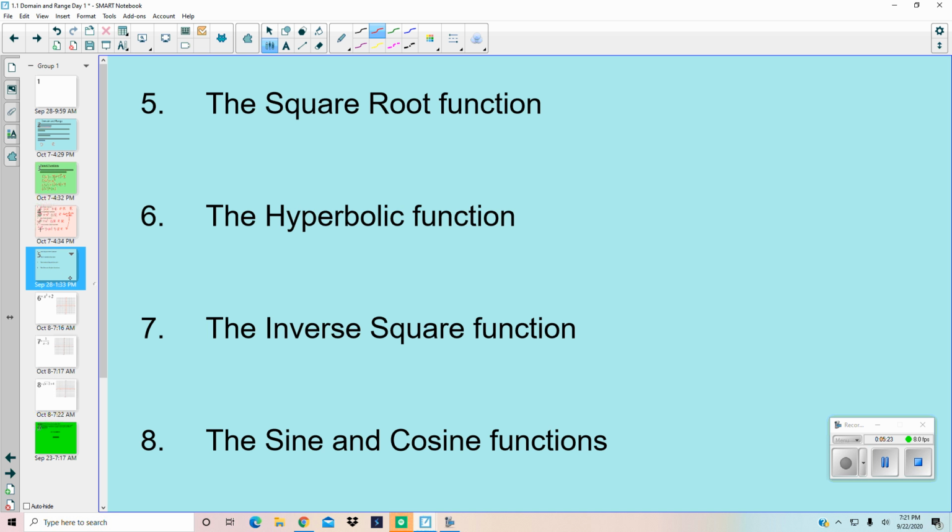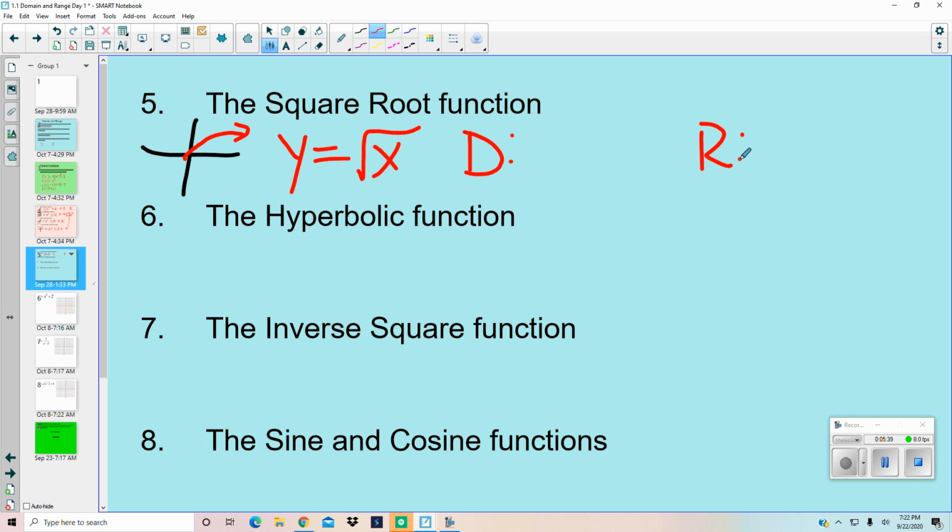Square root function. Square root function looks like that. It's half of a sideways parabola. The domain and range are going to depend on the starting point, wherever it starts. And I'm going to write that up here. The starting.